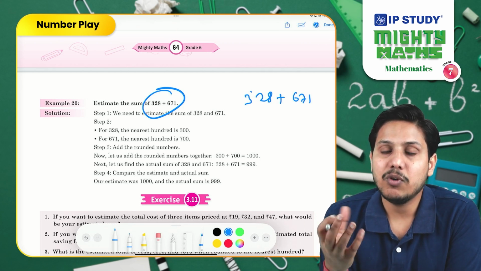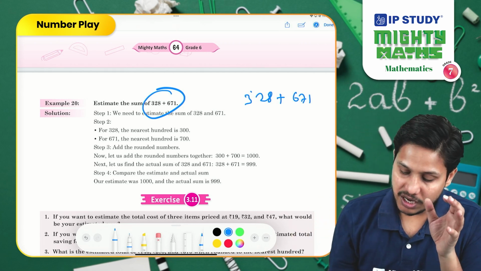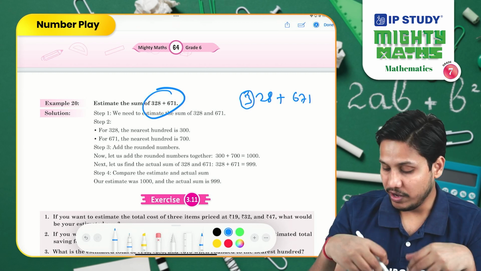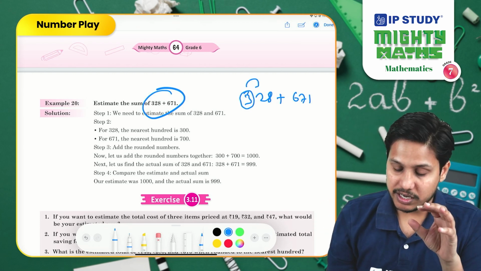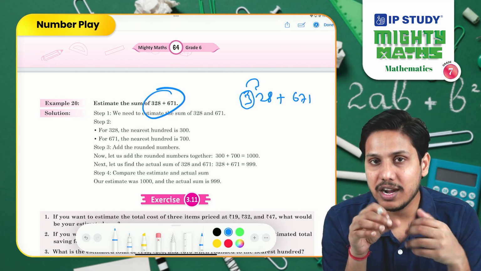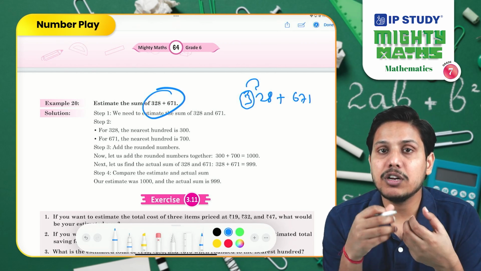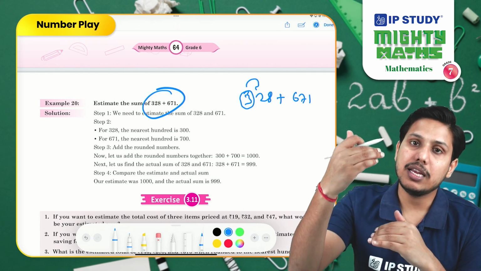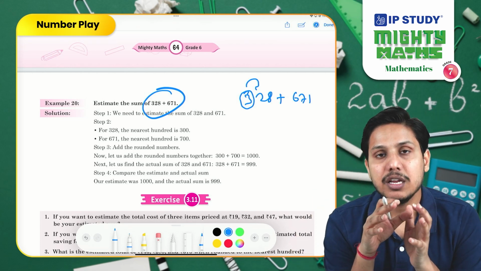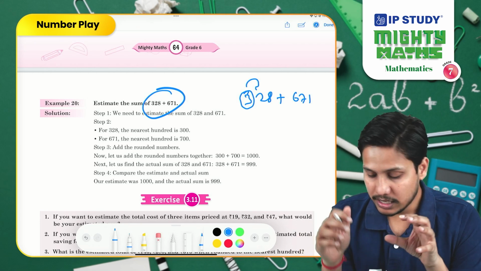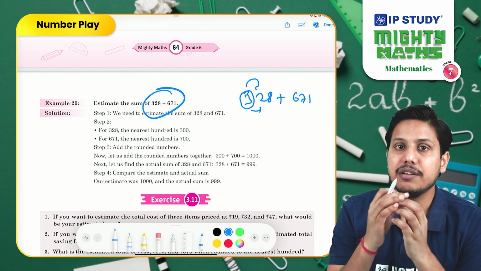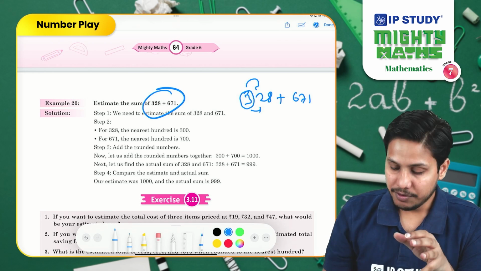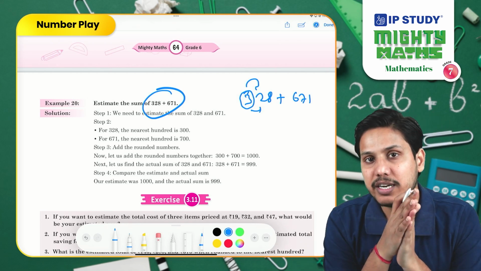What does it mean? It means if we have a target digit, we have to check the next digit to see if it is greater than 5 or less than 5. If the digit is 5 or greater than 5, we round up. It means the target digit will be increased by 1. If the digit next to it is less than 5, like 4 or 3, we keep the number as it is and we put zeros for the rest of the digits.